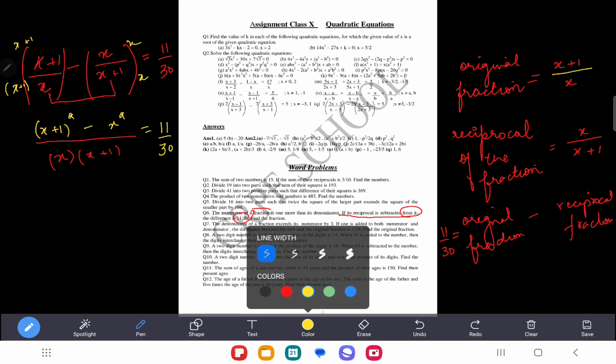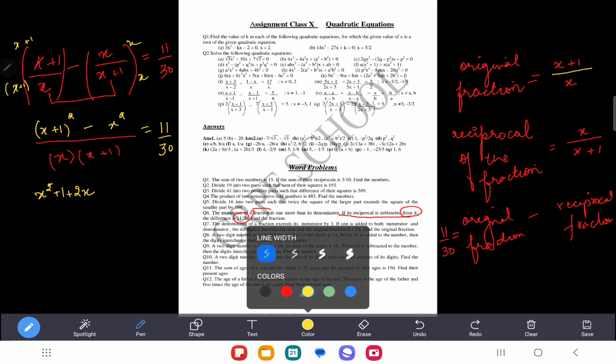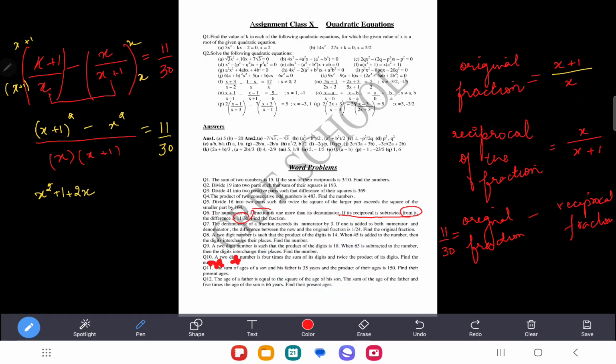Yes or no? Any doubts in this? Just tell me. So what do you think it is going to become? It is going to become x squared plus 1 plus 2x, isn't it? Because if I open the identity, for me it is going to look like x plus 1 times x plus 1, right? That's what square basically means. So it is going to become x square plus x plus 1. Yes or no?